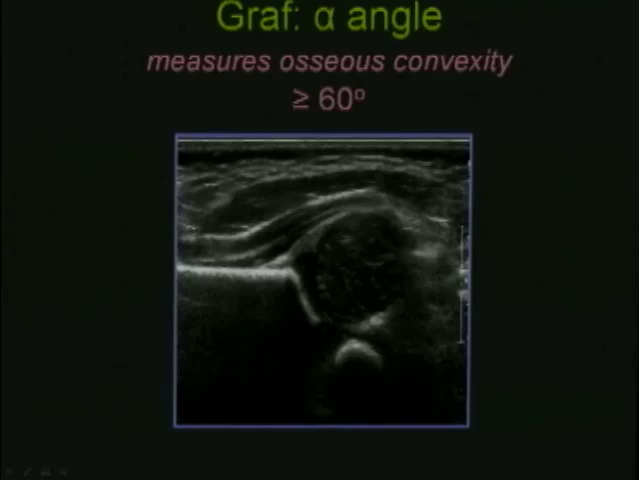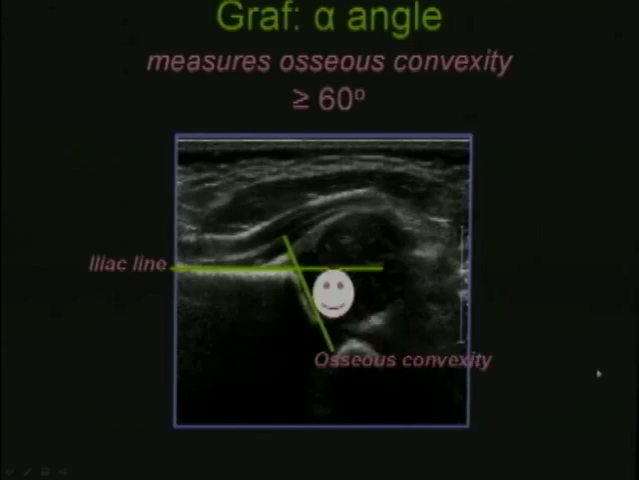Here's the subcutaneous fat, and there's the dermis. So to draw the alpha angle, we're going to draw a line along the iliac bone. It should be done in a horizontal plane, and then we draw the line along the osseous convexity of the hip. The angle that's formed here is the alpha angle, and this should measure greater than or equal to 60 degrees.